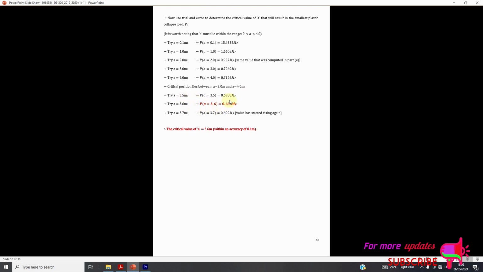So try 3.5. Now try 3.6. Now try 3.7. So the critical value is 3.6 within an accuracy of 0.1 meters. Of course, you can see the value is going down, then starts to rise again. So this is our critical value, because you can see this value is going down, then rising. It goes down to 3.5, then rises again by 0.1. So this one is our critical value, that is 3.6 meters.